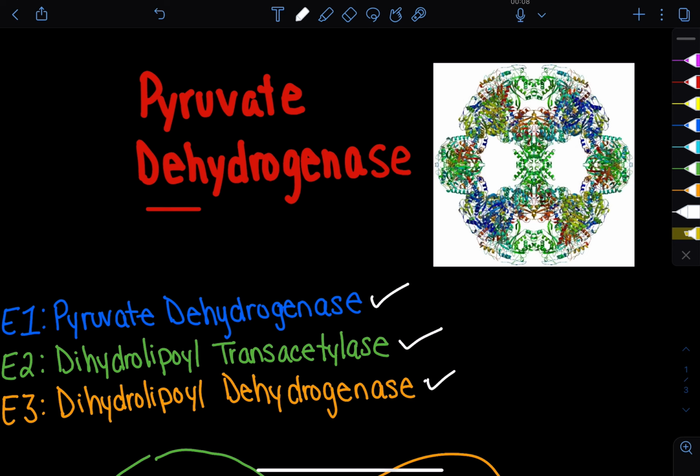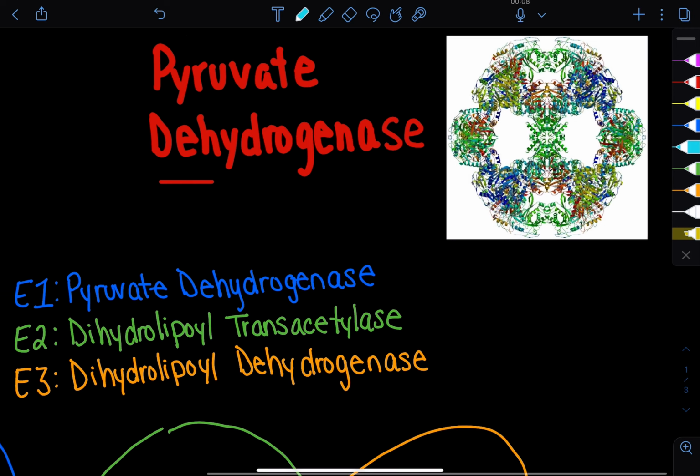Now, in terms of where these subunits are located, the dihydrolipoyl transacetylase will be located more on the inside of the enzyme, and then pyruvate dehydrogenase and dihydrolipoyl dehydrogenase will be located more on the outer portion of the enzyme.